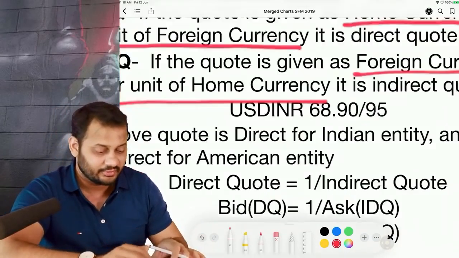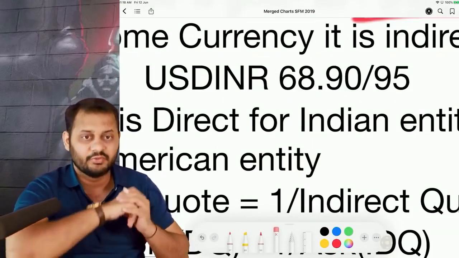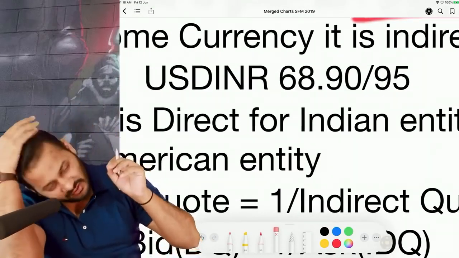So let's dig into it. This is the quotation given to you. Let's assume USD INR 68.90-95.